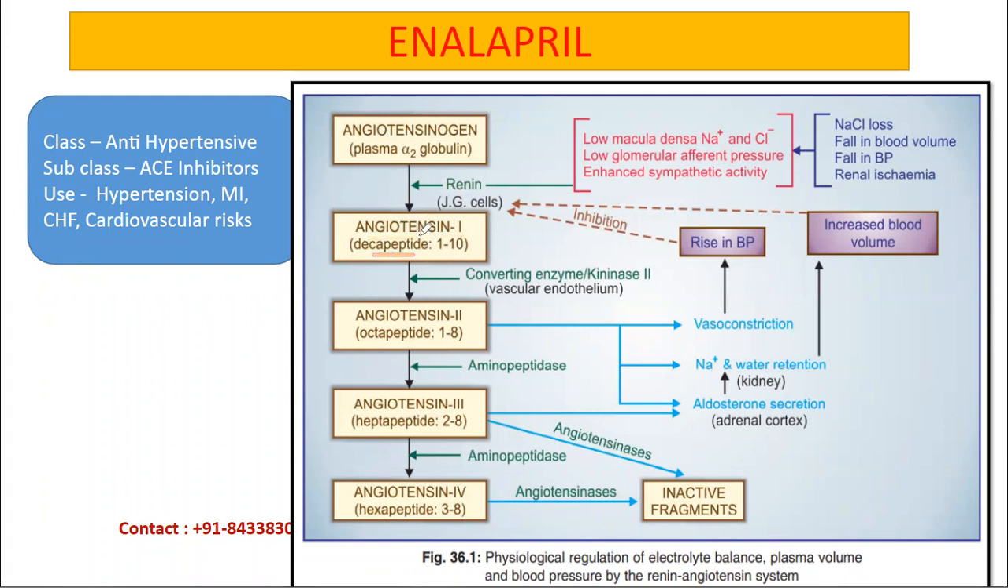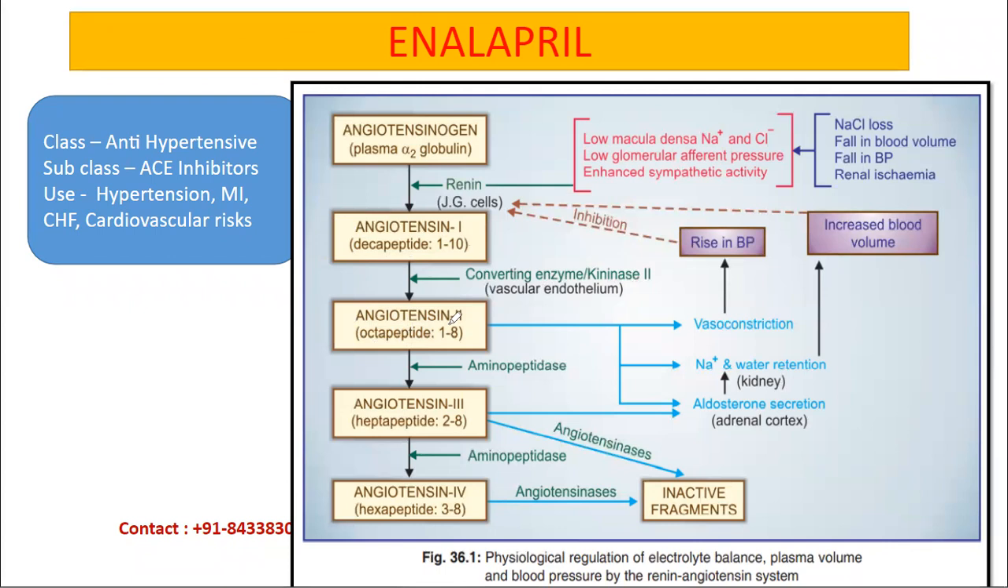Now, this angiotensin 1, in the presence of converting enzyme, which is actually angiotensin converting enzyme, that is ACE, also known as kininase 2, gets converted into angiotensin 2, which is an octapeptide. So angiotensin 1 was a decapeptide and angiotensin 2 is an octapeptide. This is very important. You need to remember the number of peptide molecules each angiotensin is made up of.